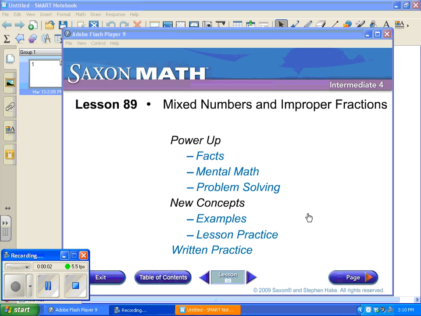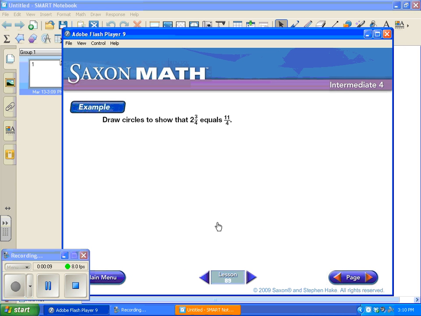Okay, Saxon 4 math students, we are ready for lesson 89, mixed numbers and improper fractions. So let's go straight to some examples. Example 1 tells us to draw circles to show that 2 3/4 equals 11/4. So we're going to do that.